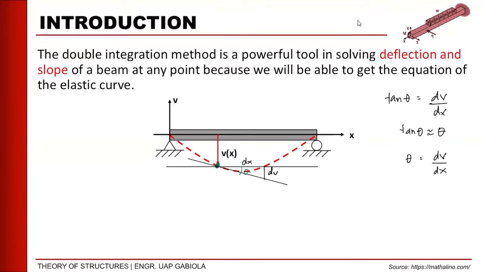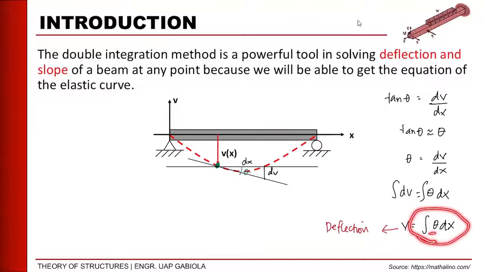Okay? Then when we try to cross multiply this one, we will have a value na dv is equals to theta dx. Then when we try to integrate both sides, we will have v is equals to the integral of theta dx. Okay? And this v is our deflection. Okay? Kasi yan yung ating dito no sa vertical axis natin. Pero we cannot integrate yung right side natin kasi si theta should be represented in terms of x. Okay?